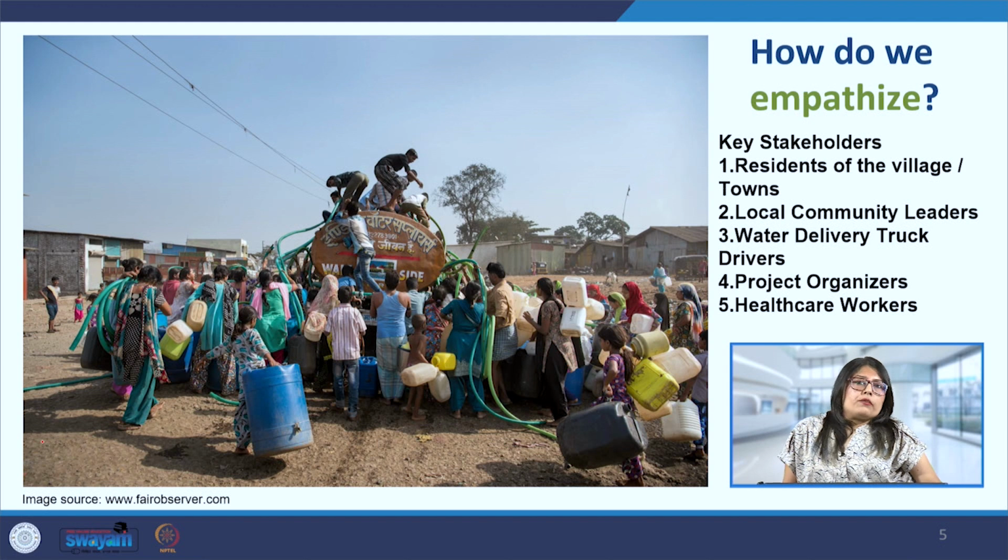And while I gave the example of the tap earlier, there are many communities, many villages, many towns which are facing the problem of scarcity of water and also hygienic clean drinking water. So we'll take this example and list down the key stakeholders who are directly involved in this scenario. You can see here on the slide that they are residents of the village or the town, the local community leaders, the water delivery truck drivers, the project organization, and also the healthcare workers.